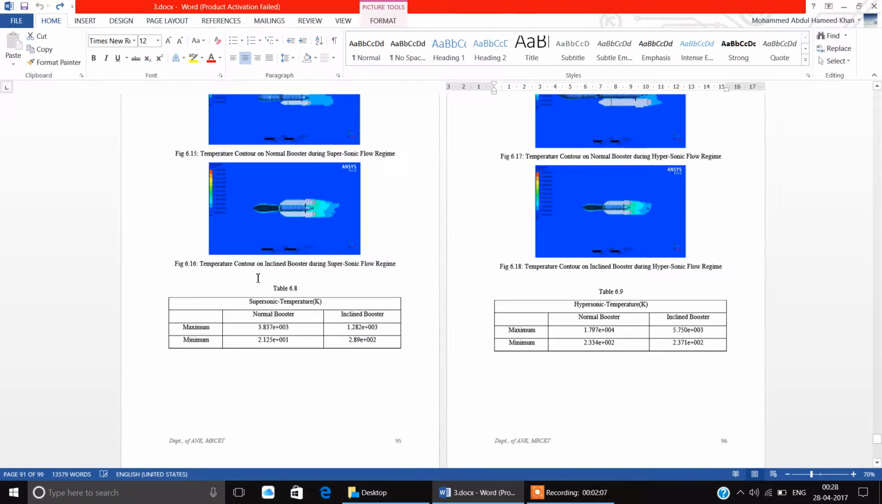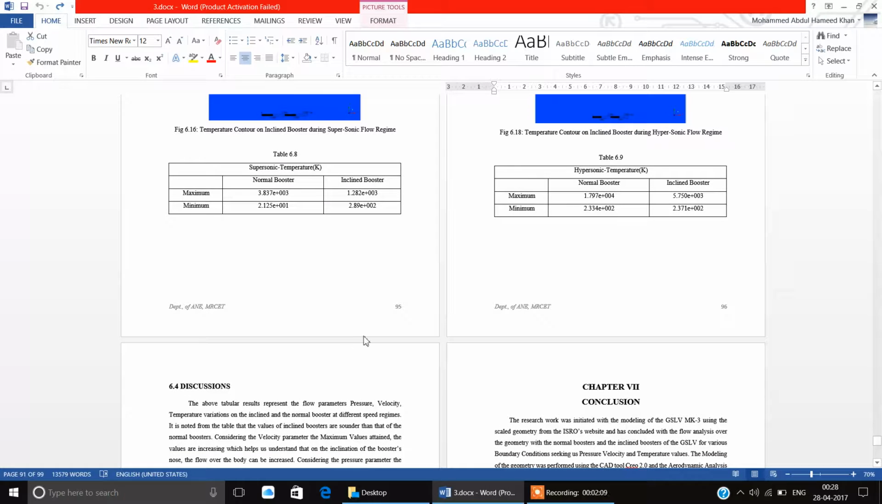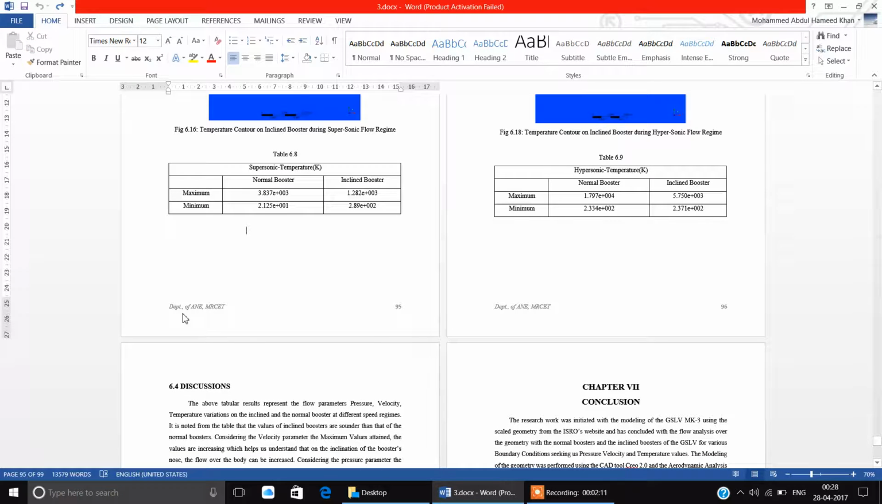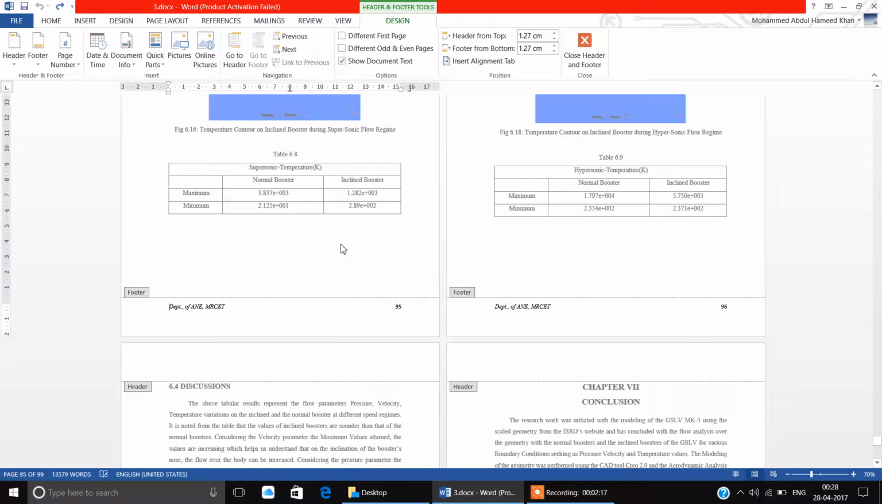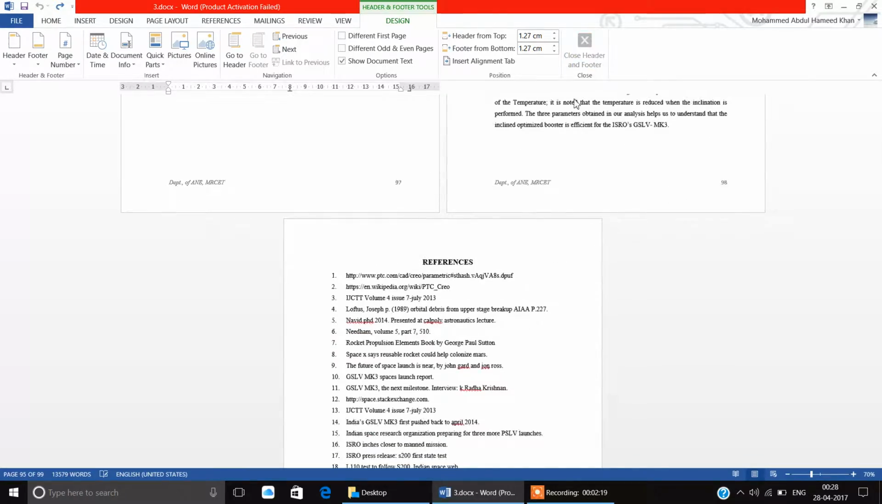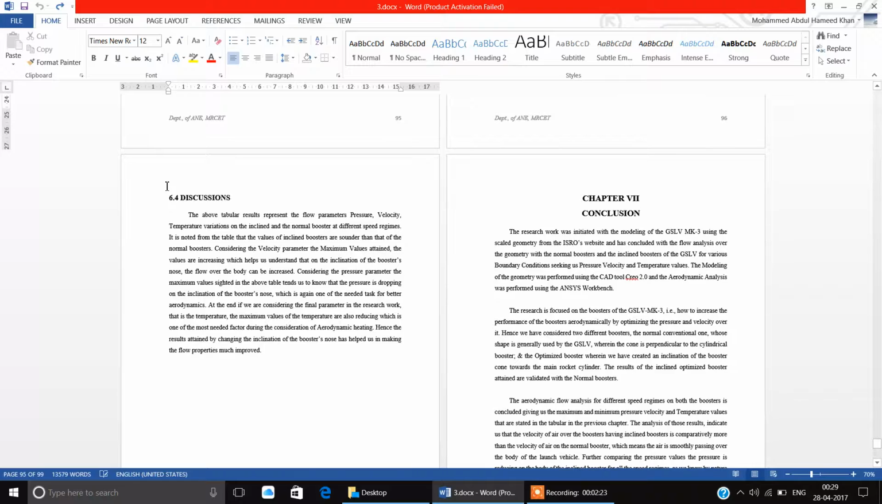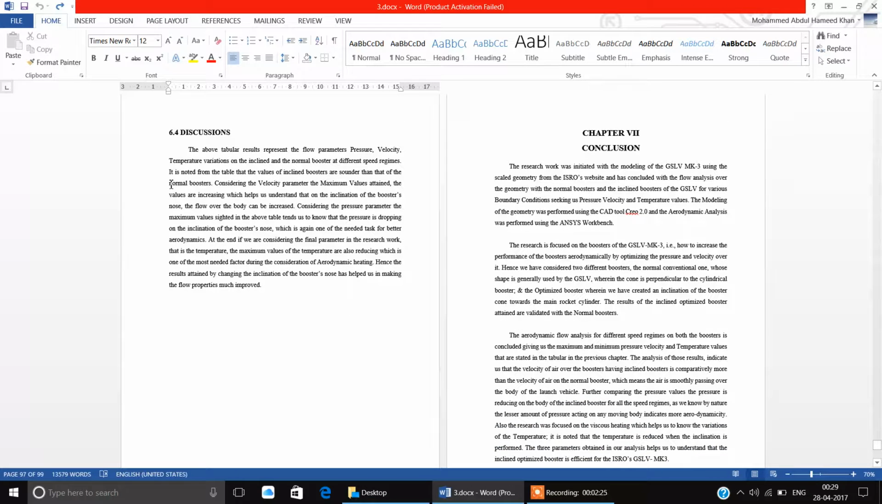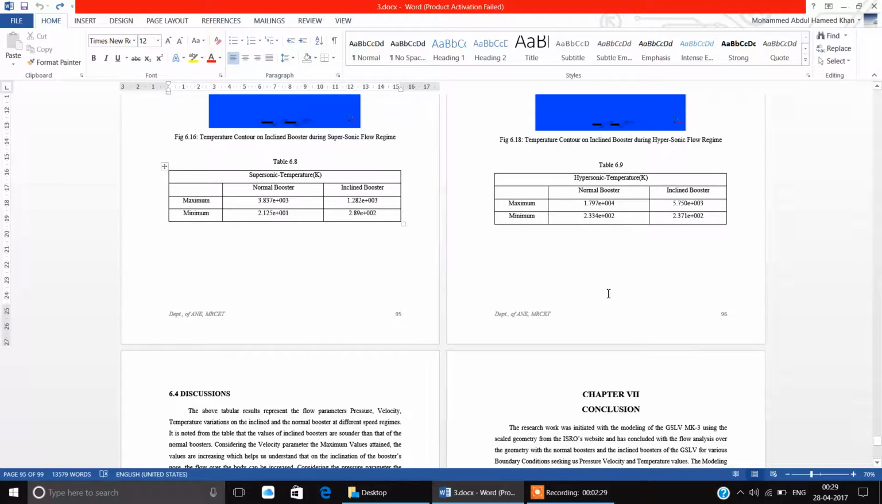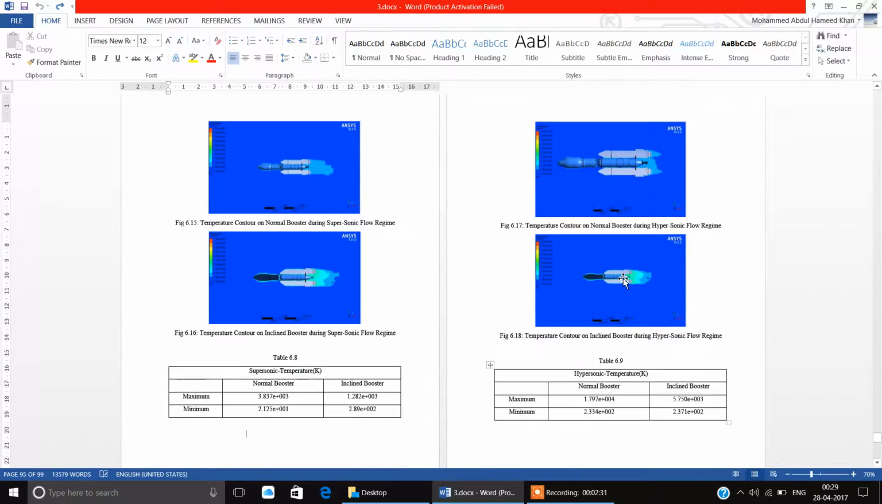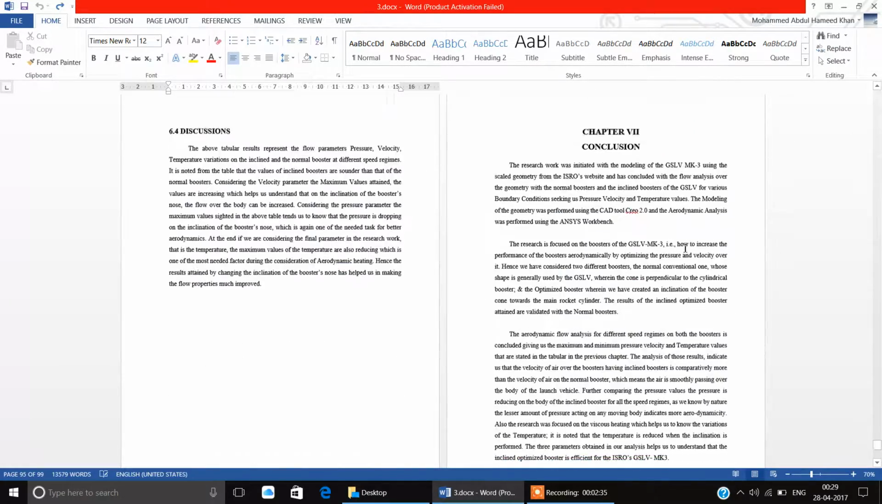One more thing you can notice is the page numbers. The page numbers are on the right-hand side as per the JNT format, and the department name is on the left-hand side. Finally, coming to the discussion part, we will be explaining the way the results were manipulated. Of course, I cannot explain each and every aspect.